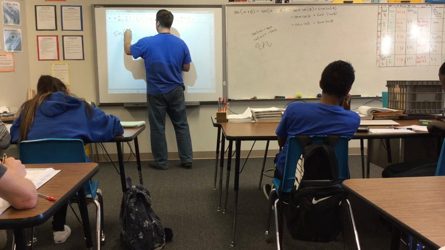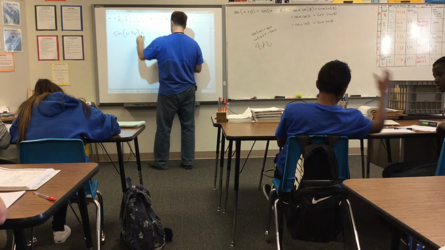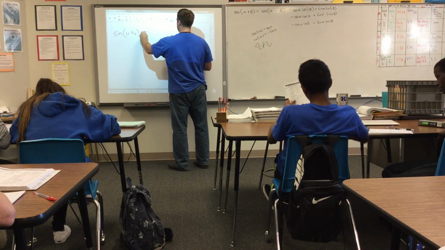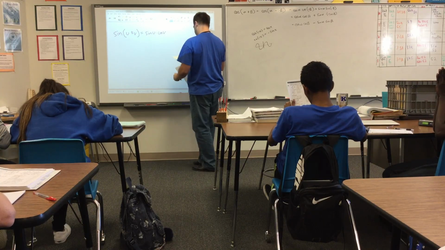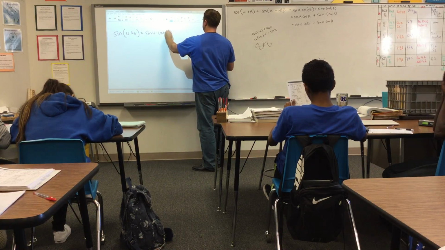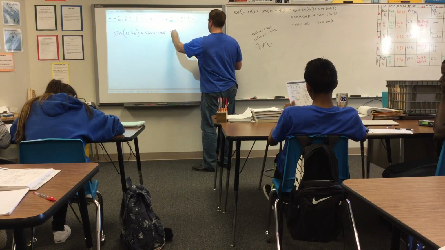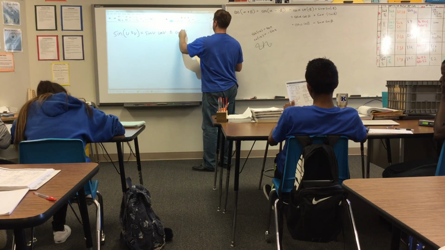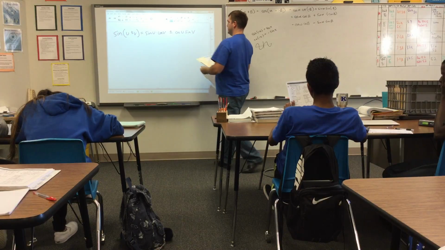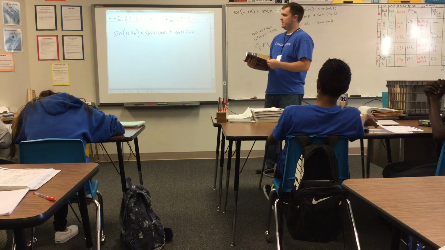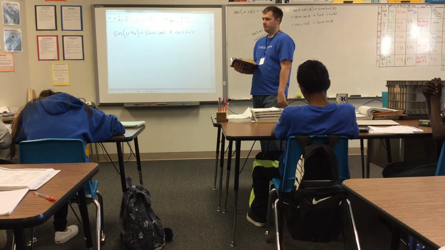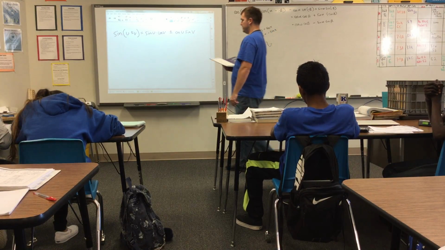Sine of u plus or minus v equals sine u cosine v plus or minus cosine u sine v. So what they are using as u and v, we've just been calling alpha and beta. That's pretty much the same kind of thing.